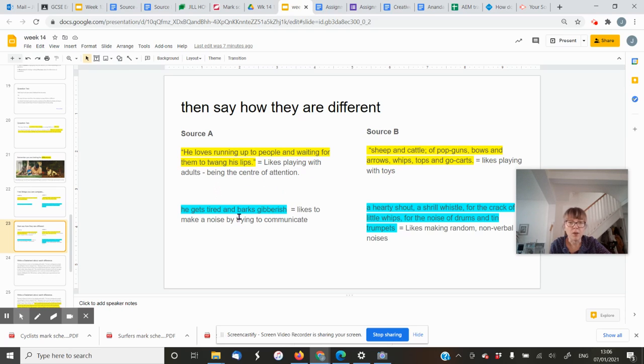So also this one, he gets tired and barks gibberish. So he's trying to communicate. But he's tired, so it's not coming out properly. Whereas in source B, he likes making these random noises. He's shouting and whistling, and he's got drums and trumpets. So he's making not noises to do with words, but noises just to be noisy.